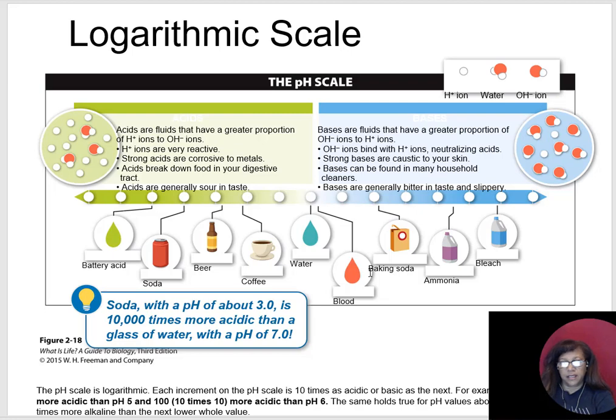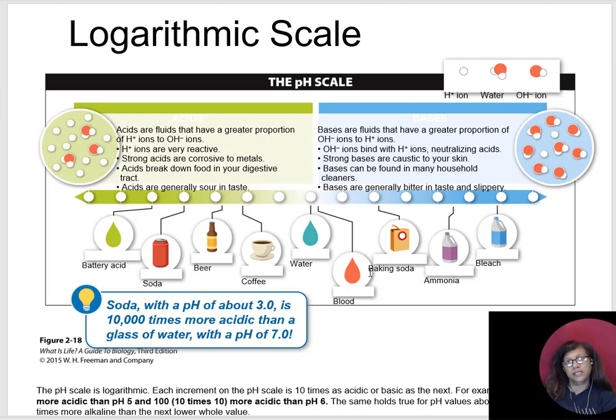Bases can be found in many household cleaners. Bleach is a very common base that you're probably familiar with. And bases are generally bitter in taste and also slippery. So they have properties as well. But we have this scale that's been developed so that we can communicate with each other as to the properties of different fluids and different chemicals.